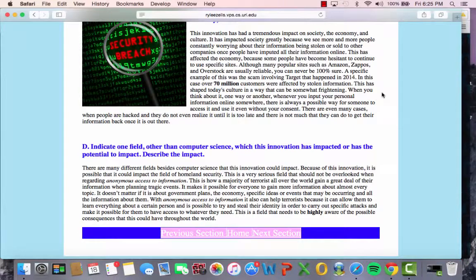For D, I had to indicate one field other than computer science where this innovation has impacted or has the potential to impact. I thought of Homeland Security. This is a field that needs to be highly aware of the possible consequences that this could have throughout the world. With ISIS and everything going on currently, I felt like this was very relevant and very important for people and our government to keep in mind.